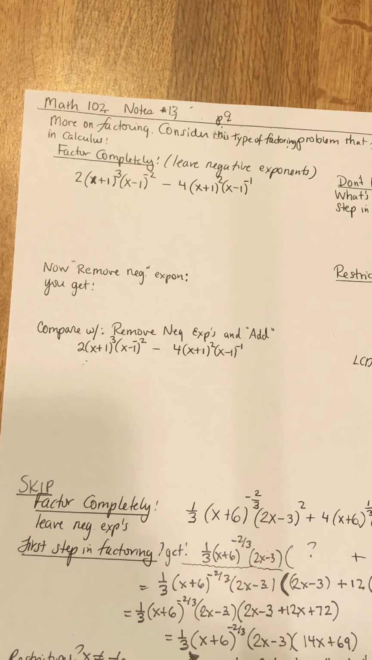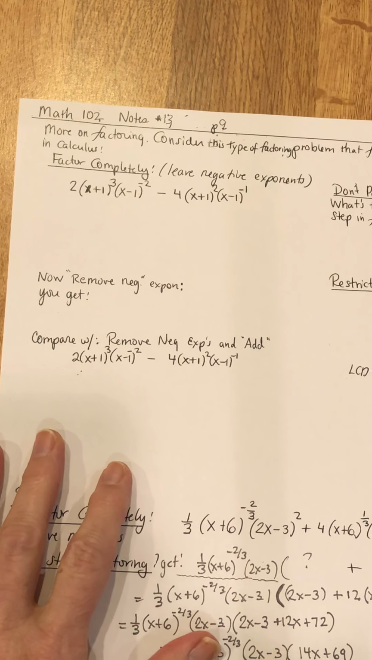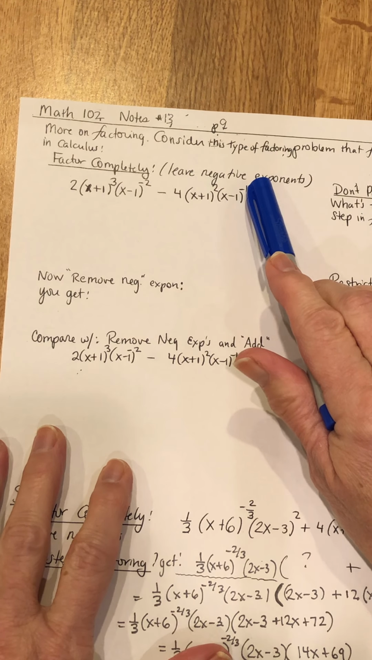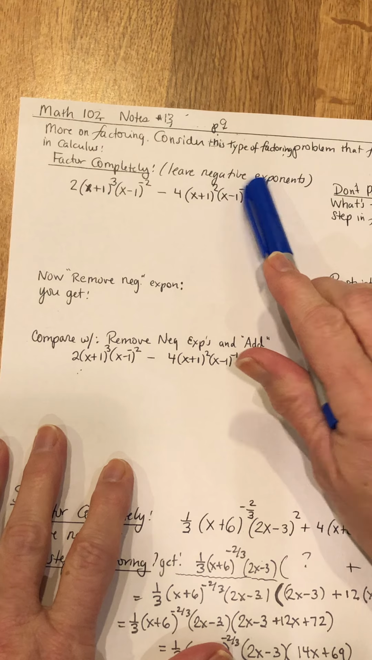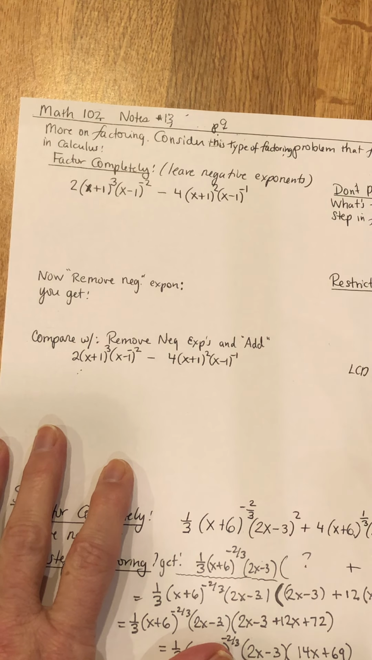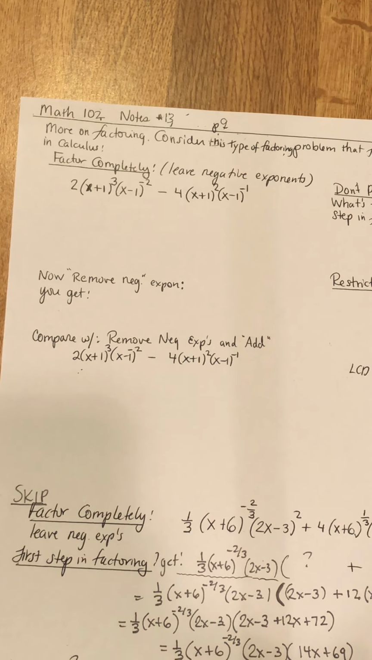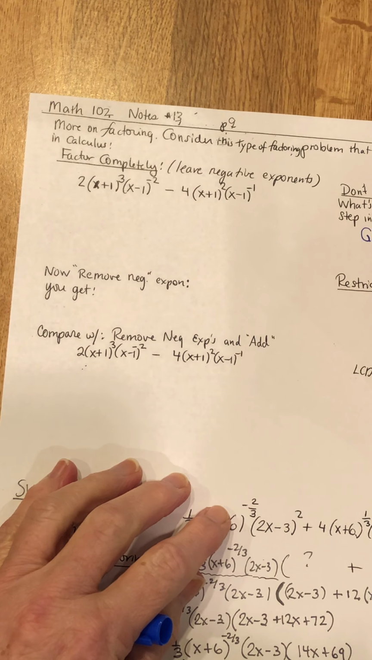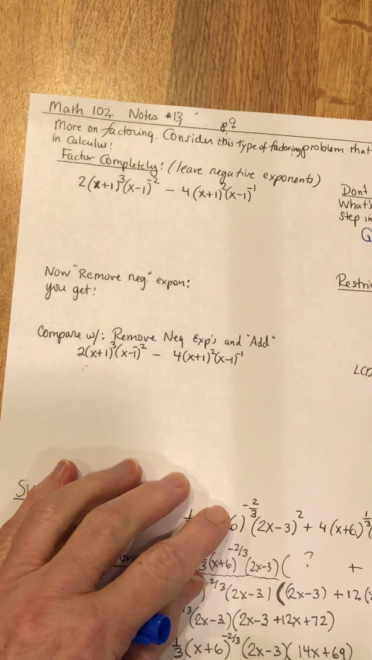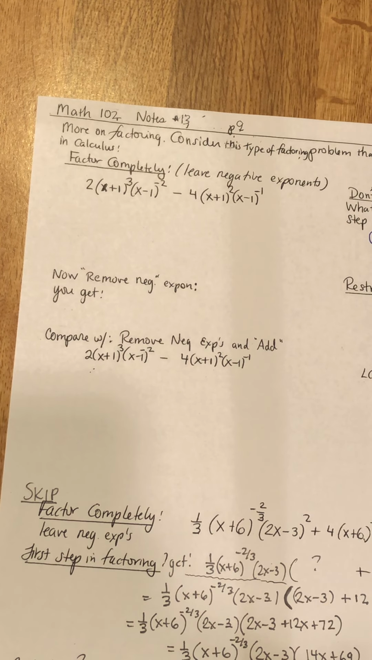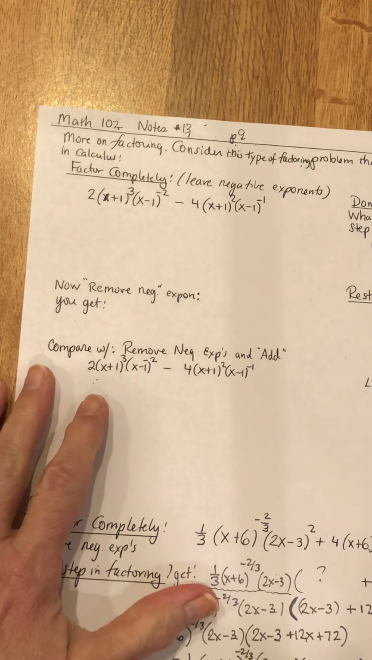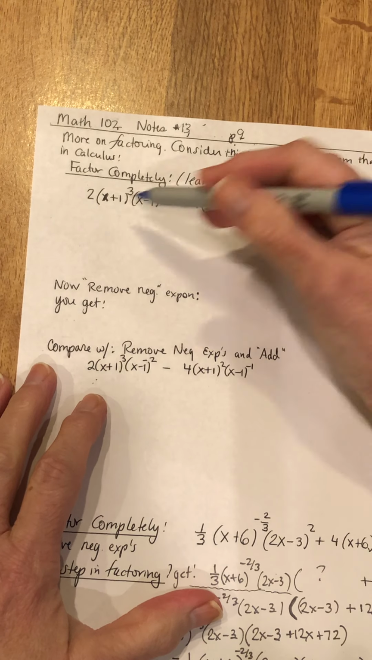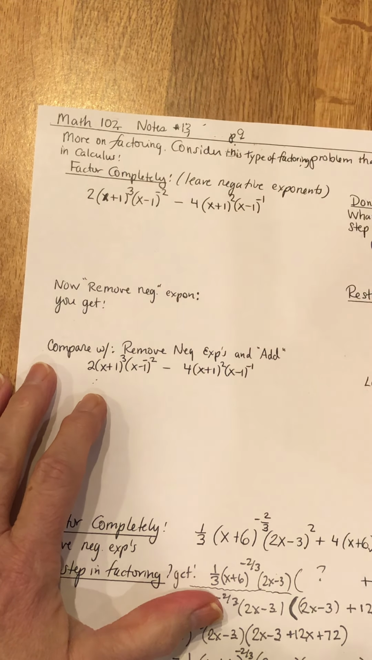So first thing, if you see a problem like this on the test, 1, follow instructions, leave the negative exponents. 2, don't panic. What is the first step in factoring? Look for a GCF. All right, well, there is a GCF. I do have 2 terms here. 2 is part of the GCF.